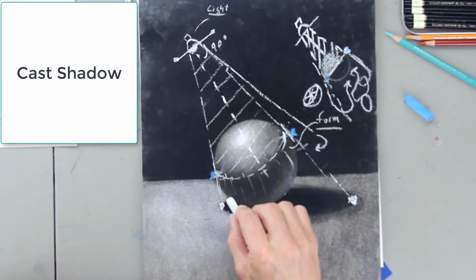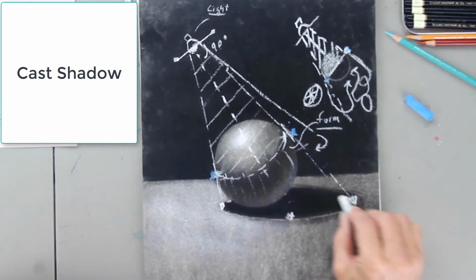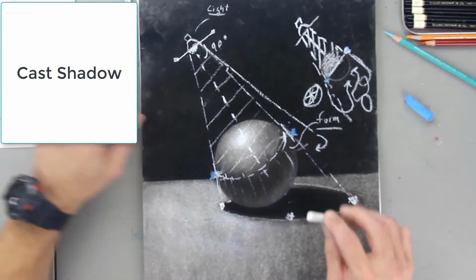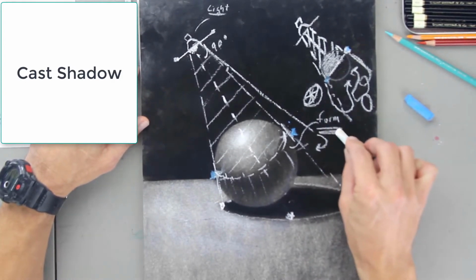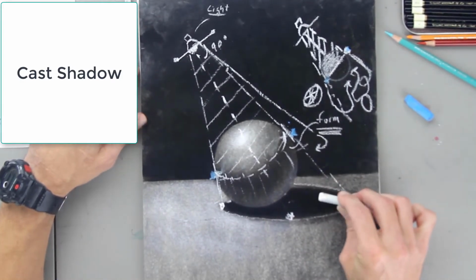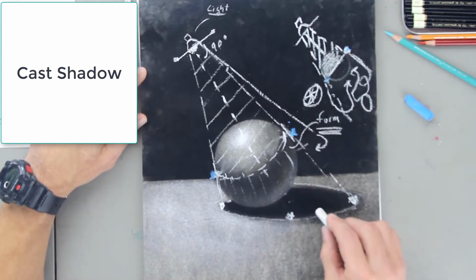Now this is also a shadow right here. It's the shadow that is cast by the form, the sphere, onto the table, the flat surface.